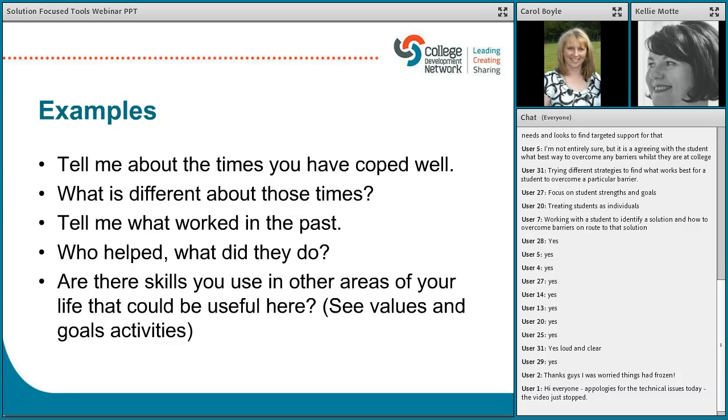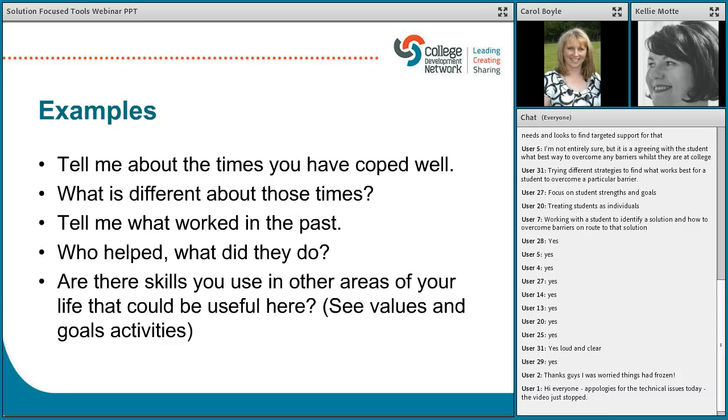So some examples might be: tell me about times when you have coped well. What's different about those times? Tell me about what worked in the past. And if someone has had support before, ask about the person who provided support, and if it was good support, why was that? What exactly did they do? You can also look at skills that students use in other areas of their life that could be useful here. This might be particularly useful for adult returners.